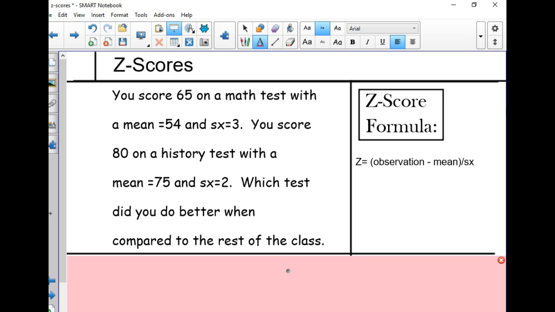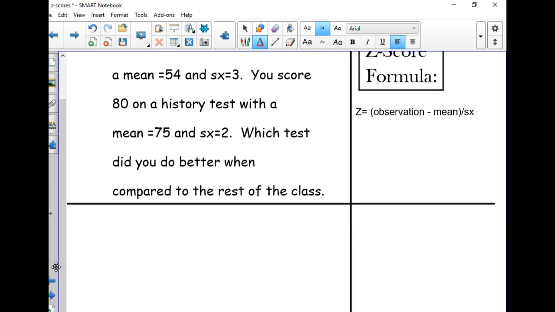So right now, by just looking at a 65 and an 80, we don't really know anything other than, oh, an 80 is better than 65. But what the mean and the standard deviation do is give us a bigger picture of what's going on. It tells the story, and that's what statistics is. It's telling the story behind numbers. So what we're going to do right now is find the Z-score for both courses. How am I going to set this up?